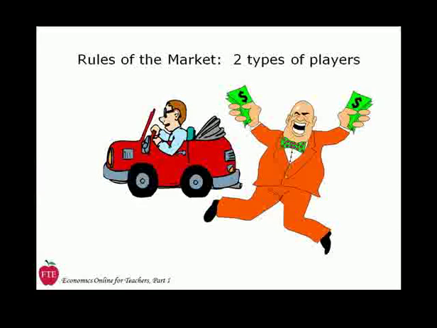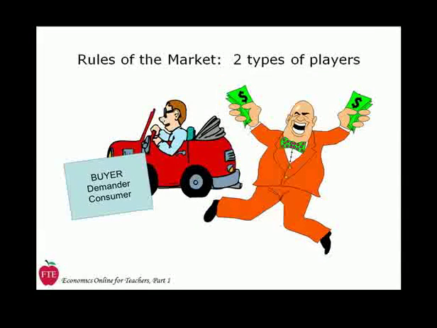The rules of the game for market institutions specify that there are two types of players: buyers and sellers, or as our model calls them, demanders and suppliers. We'll start with the demanders, the consumers.